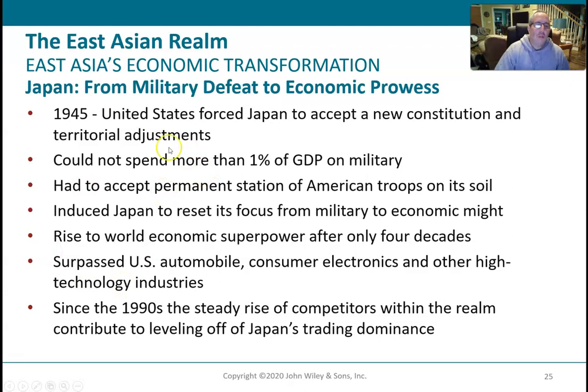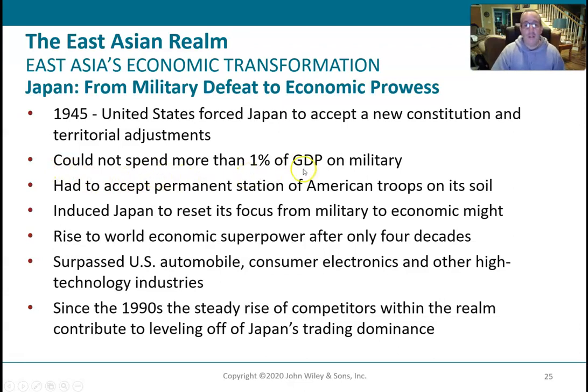So again, I've already mentioned some of this. 1945, we defeated Japan in World War II. They could no longer spend hardly any money on their military, so essentially they didn't have a military. But what we did do is we had several American bases that we still to this day keep troops in a presence at. Even though they couldn't have a military back in those days, slowly over time through the 70s and 80s, we kind of let them start building their military a little more.